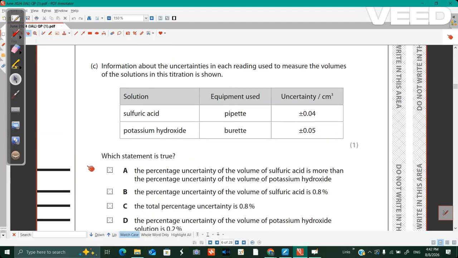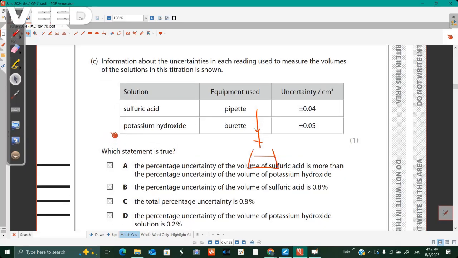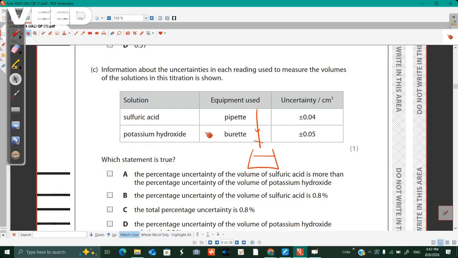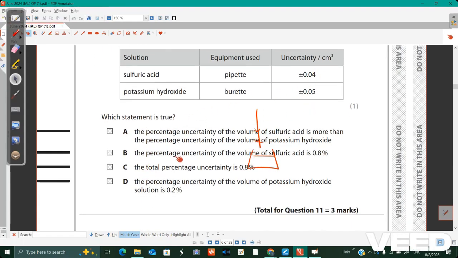Information about the uncertainties of each reading used to measure the volumes of solutions are shown. Sulfuric acid, pipette; potassium hydroxide, burette. So it means potassium hydroxide is in the burette and the sulfuric acid is used in the pipette, meaning it is in a titration flask. Oh my god, sulfuric acid, pipette. It is kind of a more accurate pipette, right? 0.04. Burette is okay. Pipette, I haven't seen such a pipette unless a micro pipette. Anyway, very good pipette, 0.04, much more accurate than a burette.